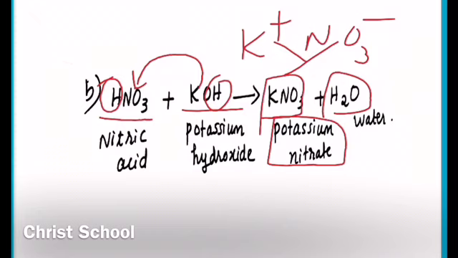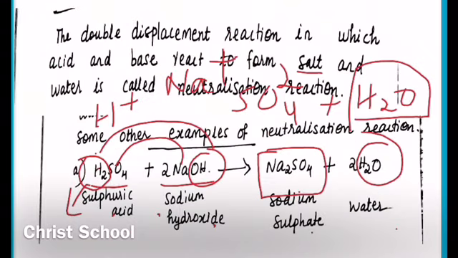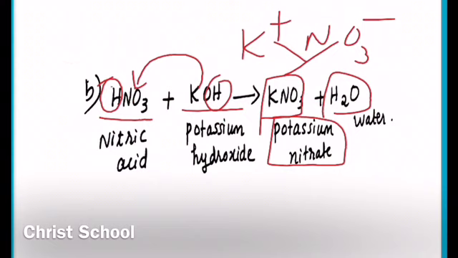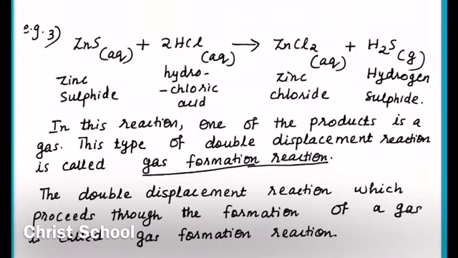So these types of double displacement reactions are called neutralization reaction. There will be two reactants and two products, but what is the specialty of the reactants? Acid and base. They will neutralize each other and form the two products, and in these two products there is no precipitate. One of the products is in liquid state, water, and the other one, salt, is in aqueous solution. This type of double displacement reaction is neutralization reaction.